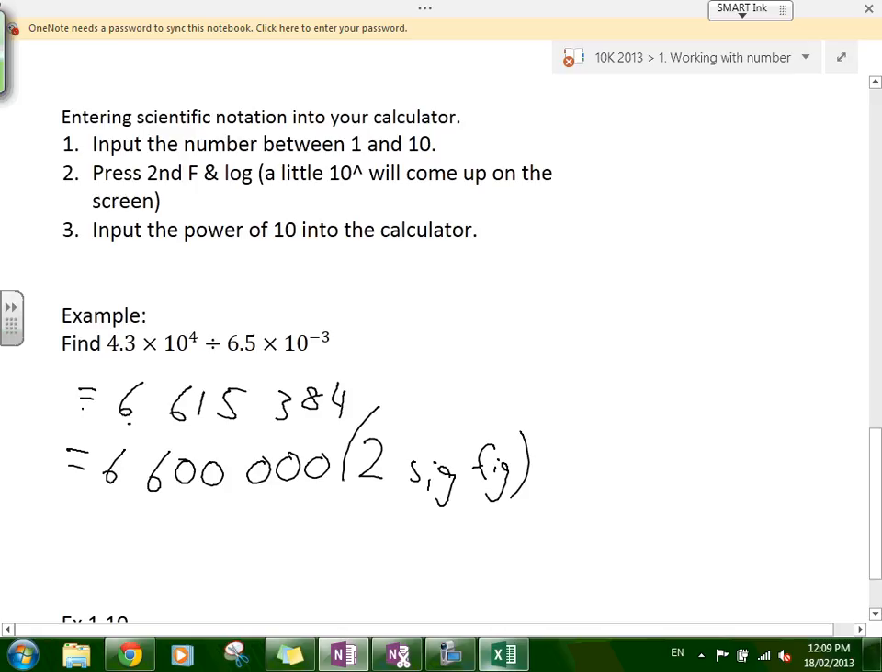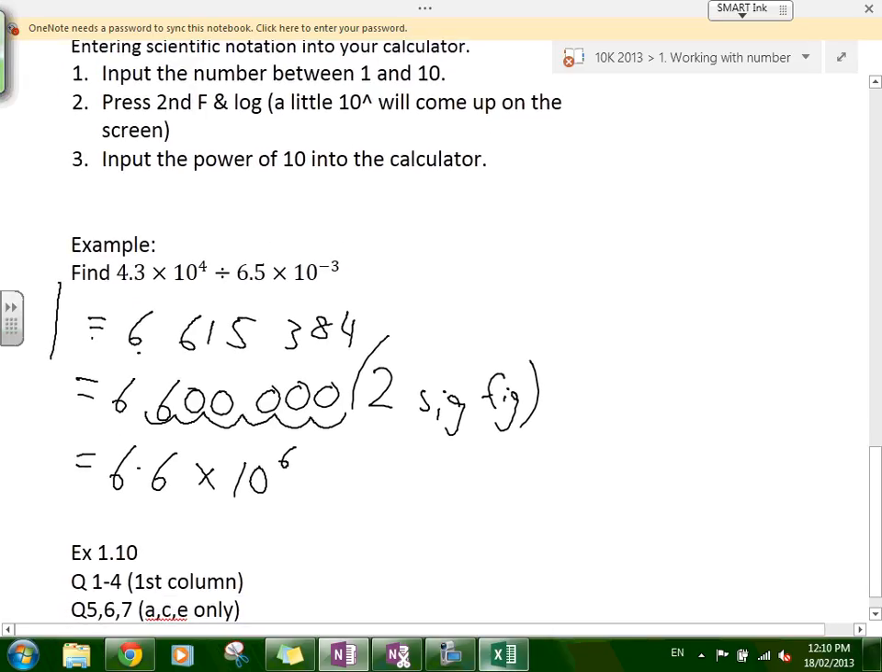And somebody change this to scientific notation for me, please. How do I write this in scientific notation? No, it's 1, 2, 3, 4, 5, 6. Okay? 6.6 times 10 to the power of 6 is the answer to this one. So you can do operations with the calculator with scientific notation.